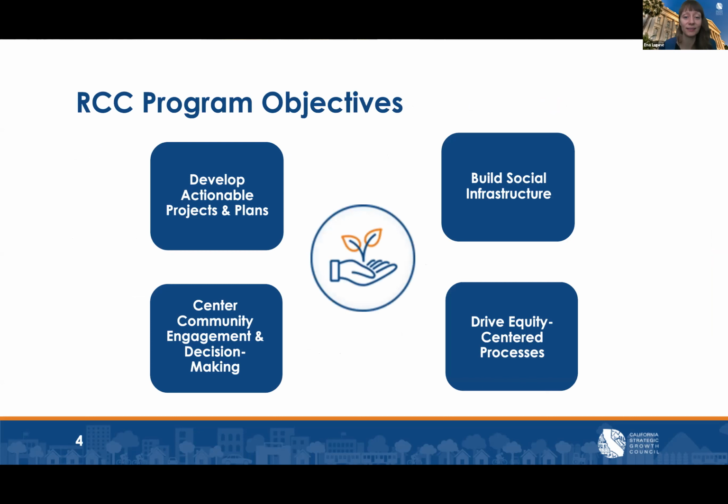Next slide, please. Great. And so these are the 4 program objectives for the RCC program, and they're very central to everything that the grantees will be doing. We're asking that their work plans very much tie to each one of these specific objectives. And so the 4 are developing actionable plans and projects, building social infrastructure, centering community engagement and decision-making, and developing equity-centered processes. There's more information in our guidelines that explains each one of these pieces and how we define it. So we definitely recommend that folks take a look at that if you haven't already. Next slide, please.